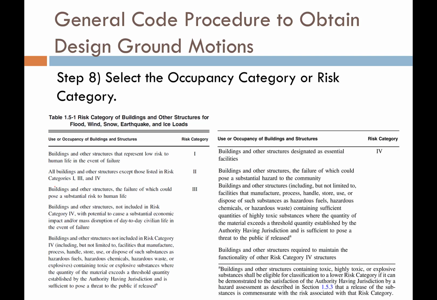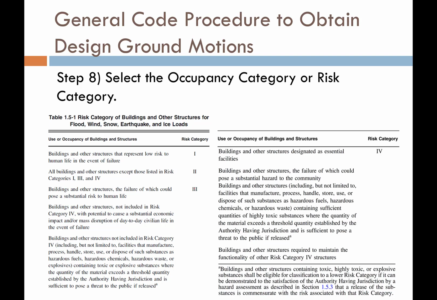Once you have that, then the next step is you need to decide what type of occupancy your structure has. So you're going to select the occupancy category. Some codes call it the risk category. So structures that have very low risk to their occupants, like a tool shed or a garage or something like that, you might assign a risk category or an occupancy category 1. So it has a very low risk to human life, and it won't really affect society if it collapses and fails.